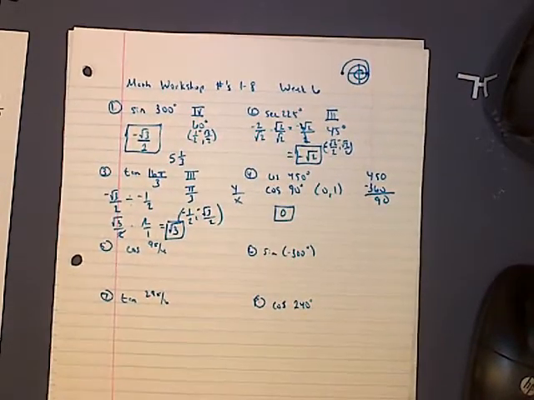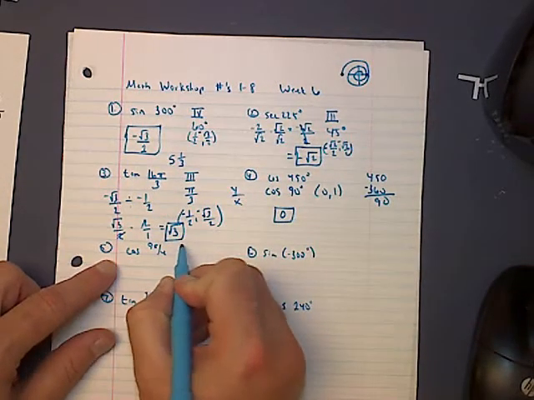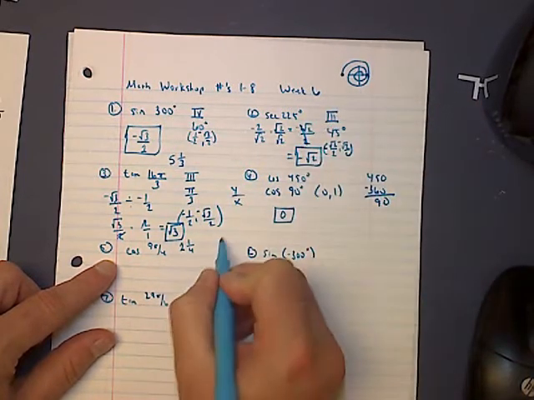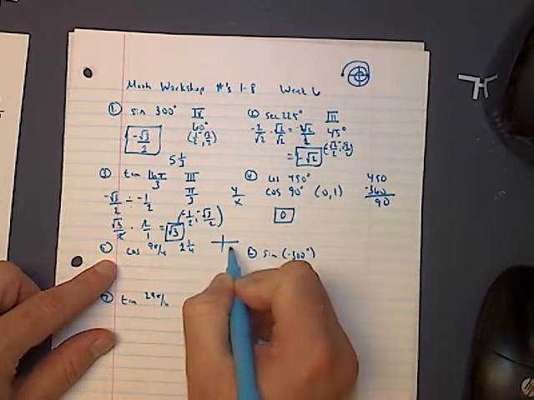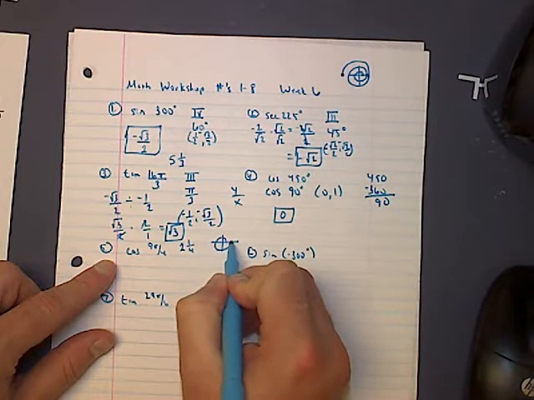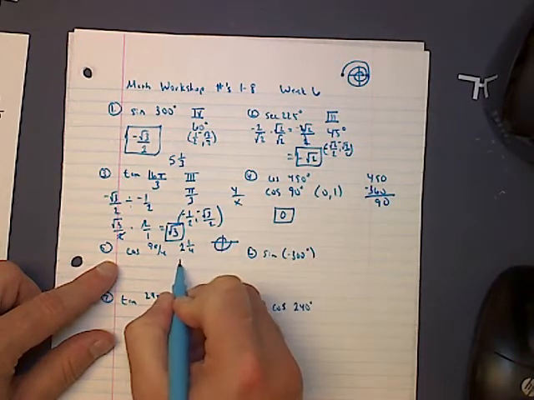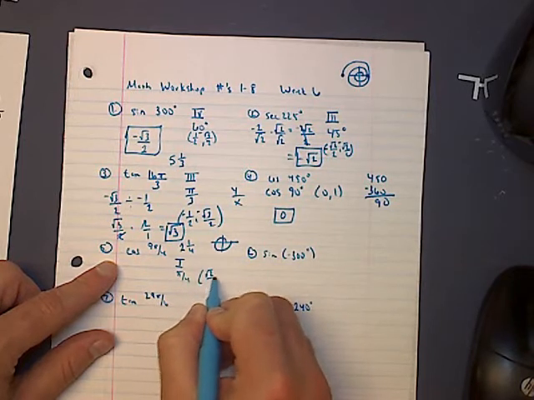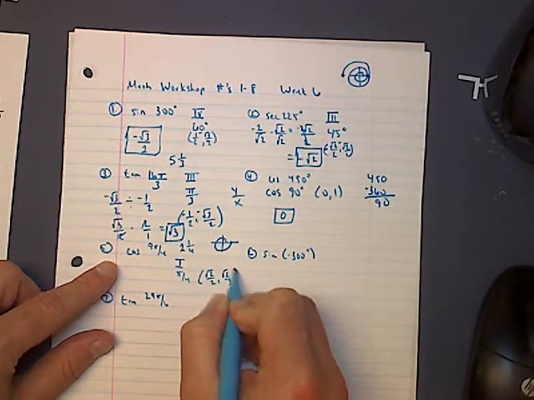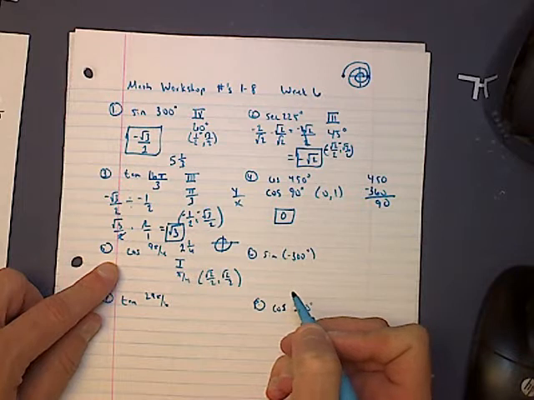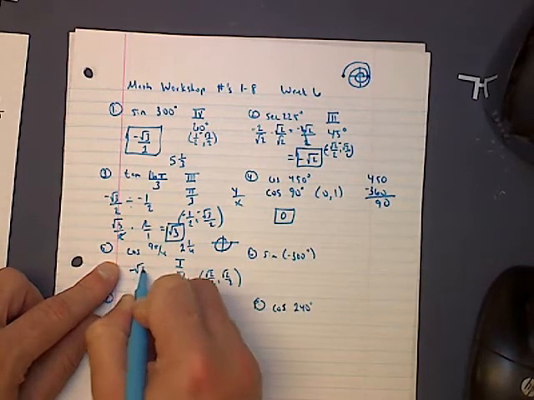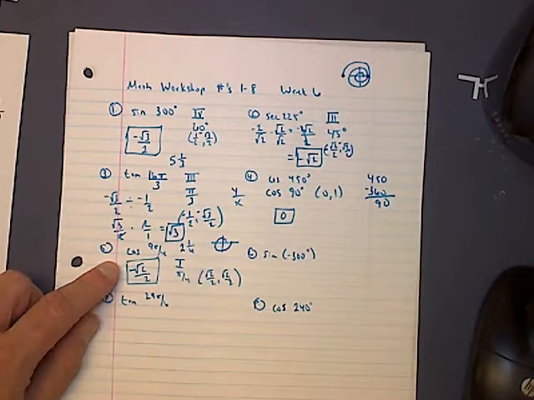Number 5. The cosine of 9 pi over 4. 4 goes into 9 2 times, 2 and 1/4. So if I have my visual here, I went around it one time, that's 2, I need 1/4 more, that is in quadrant 1. My reference angle is pi over 4, that is square root of 2 over 2, square root of 2 over 2. I want the cosine, that is my x value, so square root of 2 over 2 is my answer.